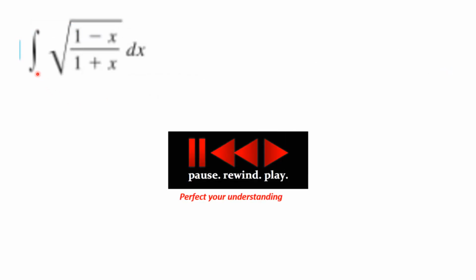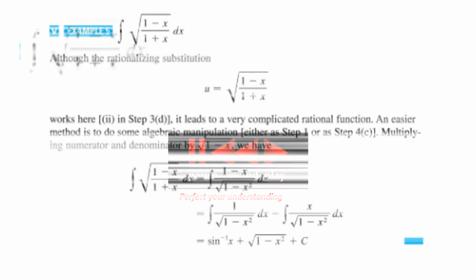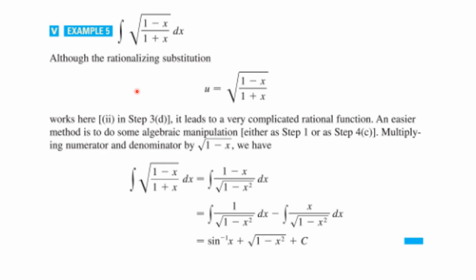The indefinite integral of the square root of 1 minus x over 1 plus x dx. You know what to do. Let's see how you did. You can make this substitution, but it's actually difficult. It leads to a very complicated rational function.